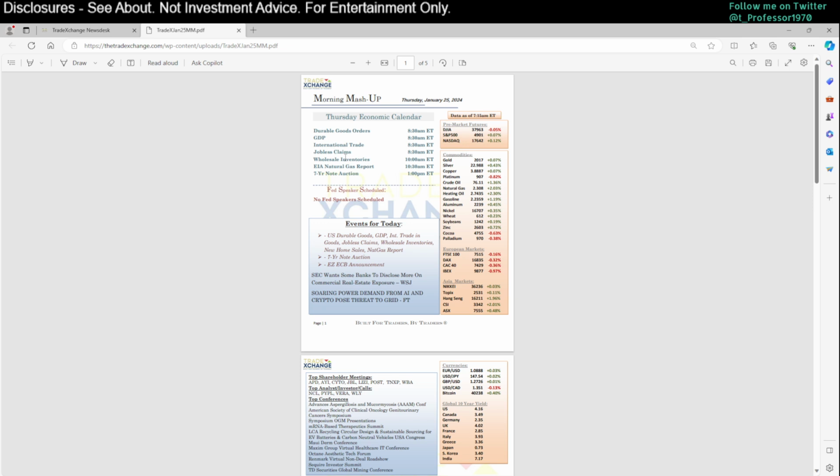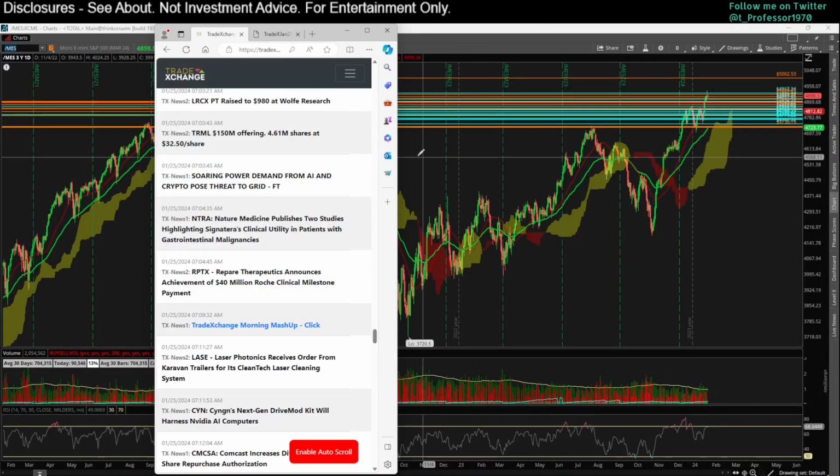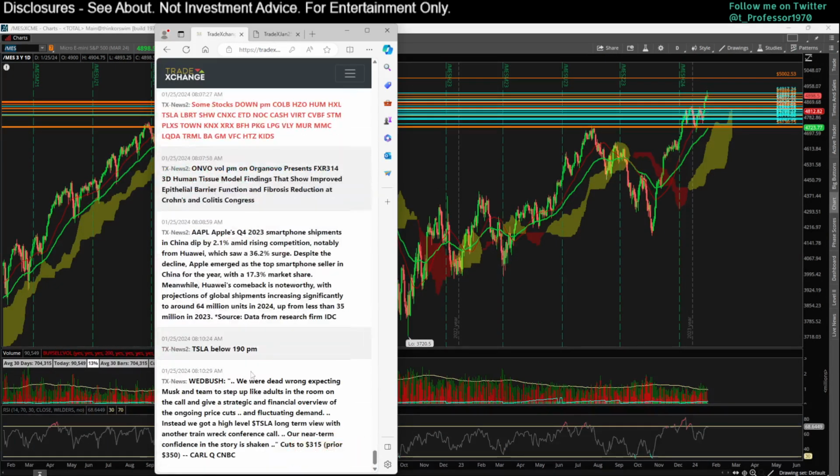So, I know not to trade at 10 a.m., could be wholesale inventories, 1 p.m., it's a 7-year note auction. So those are things I need to pay attention to because they could move the markets. And then if you're wondering why all of a sudden a drop happens, you know why. Because of the news event. Again, it's also nice to have this scrolling because if there is some kind of news event, it tells you. Right now, Tesla below 190 pre-market, so Tesla getting cut.